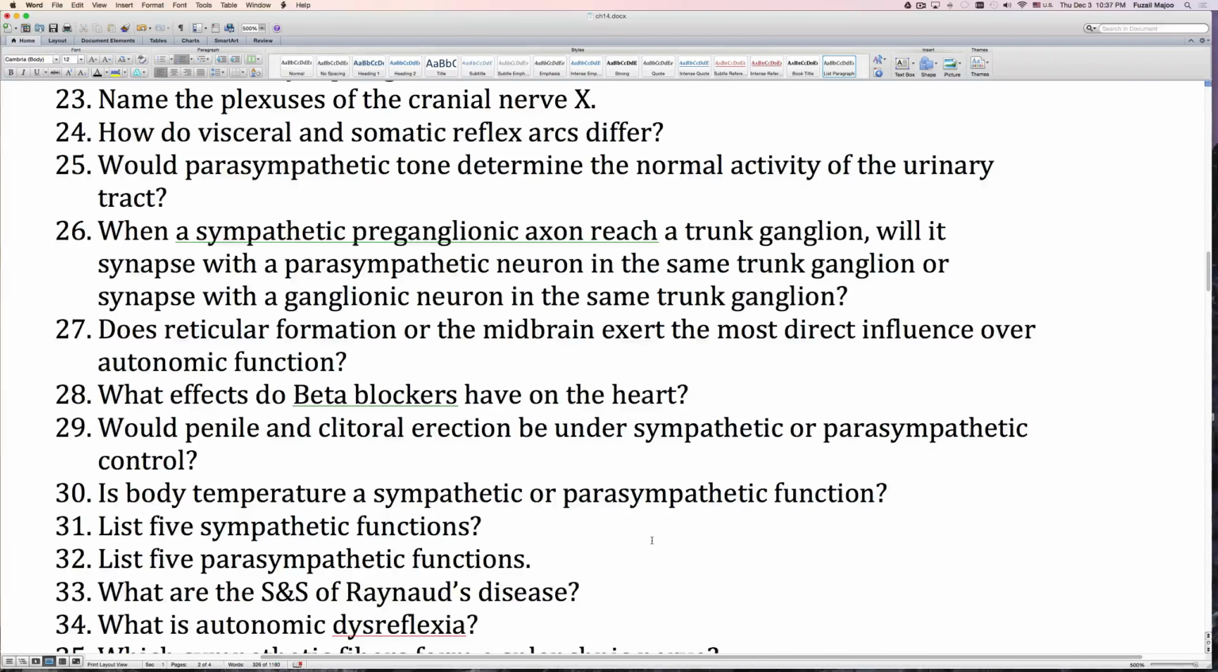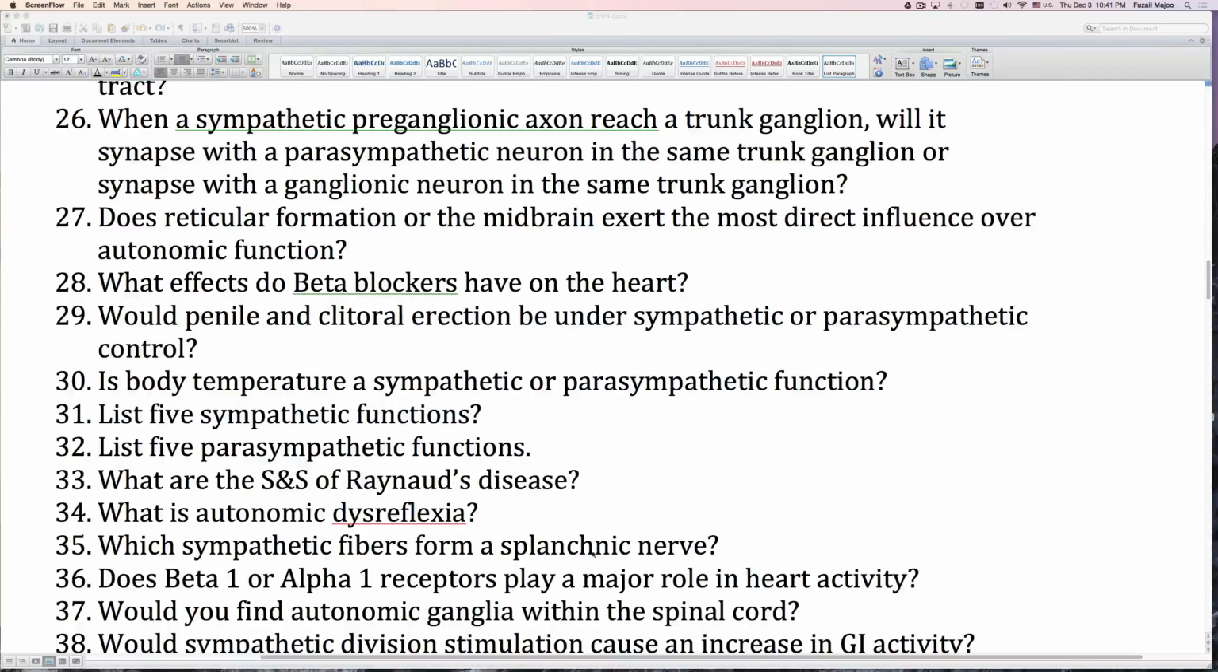What are the signs and symptoms of Raynaud's disease? Number 34, what is autonomic dysreflexia? Number 35, which sympathetic fibers form a splanchnic nerve?